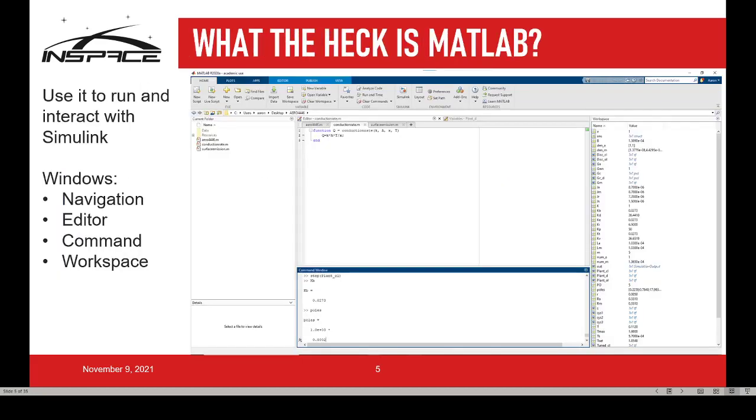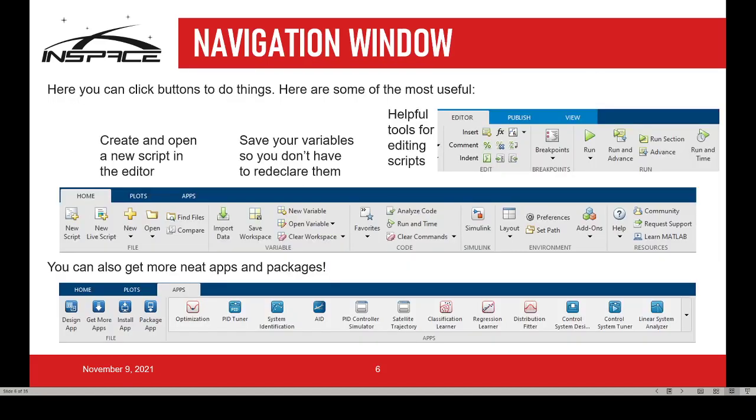The navigation window is shown at the top of the screen there, and this has all the buttons you can press to access different stuff. While you're editing scripts, you have the run button, run and advance, a couple of debugging tools, all of which aren't particularly important, which I'll get to in a sec. The standard home tab lets you make a new script and open and load scripts that you can call upon, which are actually really useful.